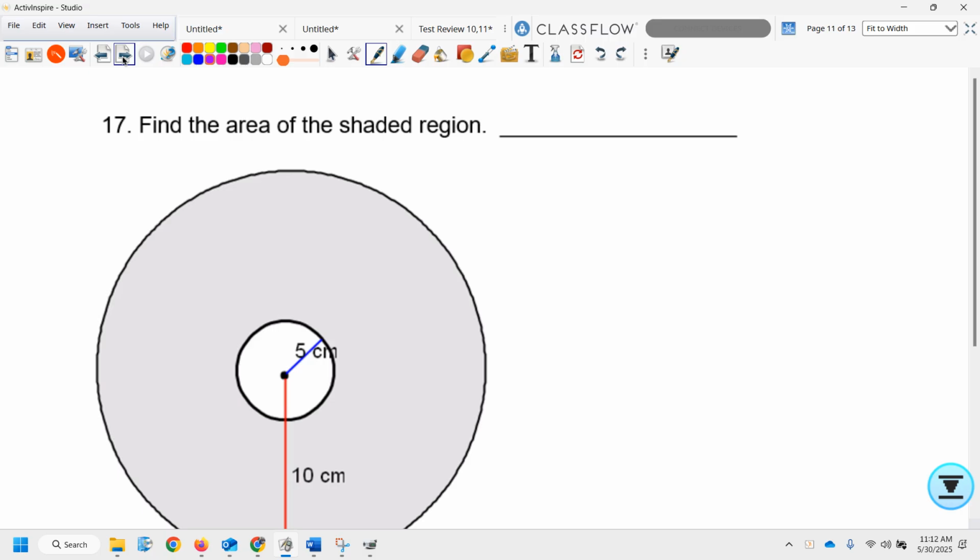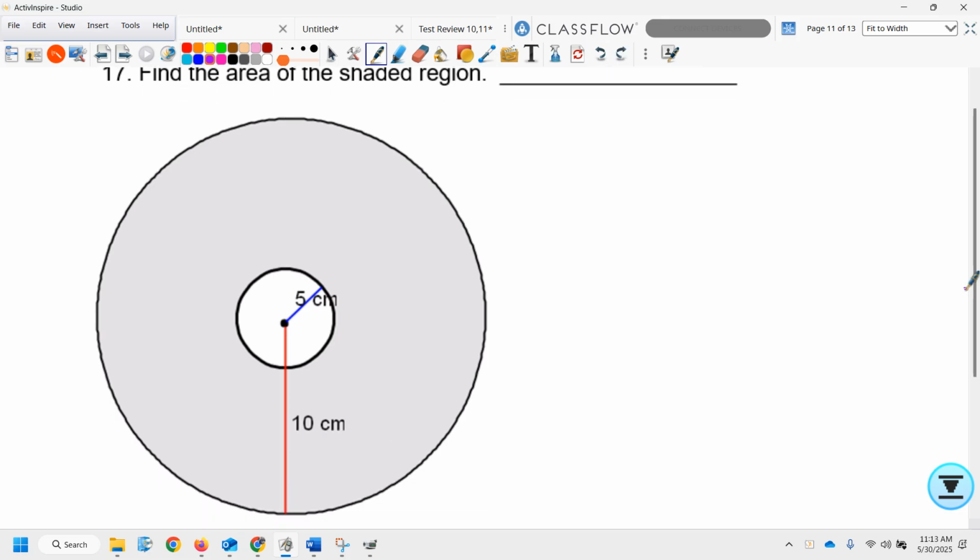Okay, this one is not going to be a proportion because what I want you to imagine is find the area of the whole circle. Find the area of the whole circle, and we're going to subtract the area of the little circle. So area of big circle minus area of small. That's what we're going to do. So area of a circle, just for reference, area is pi r squared.